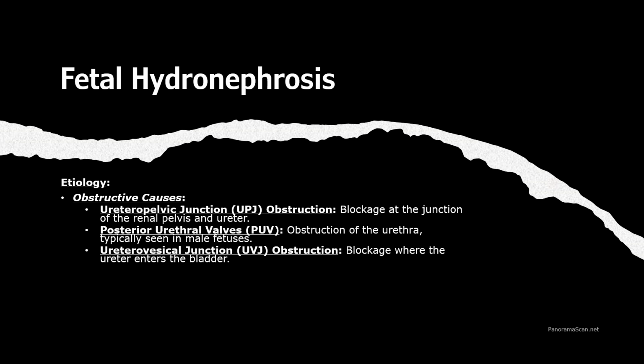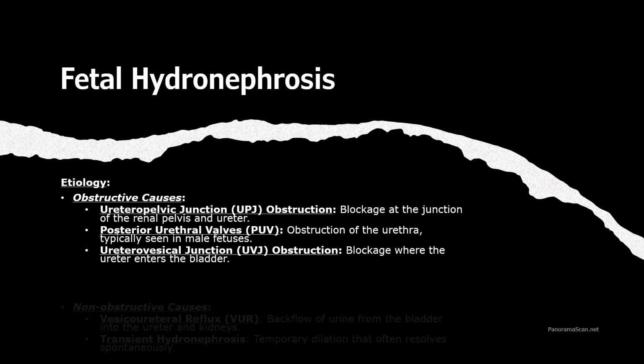Posterior urethral valve, or PUV, is seen primarily in male fetuses. This condition causes a blockage in the urethra, leading to urine buildup in the bladder and kidneys. Ureterovesical junction obstruction. This blockage occurs where the ureter enters the bladder, hindering the normal flow of urine. Non-obstructive causes.